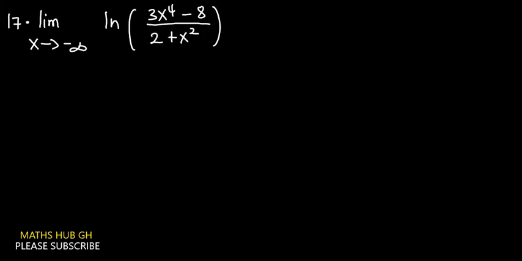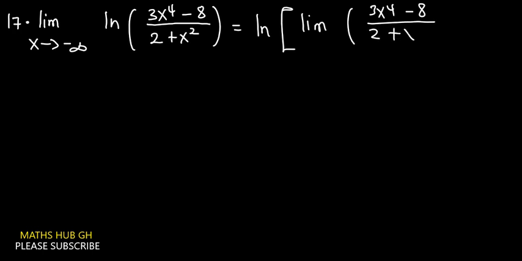Okay, guys, so this is the next example. Let's look at how you are going to solve this also. So I'm going to write this as the natural log of the limit of 3x to the power 4 minus 8 divided by 2 plus x squared as x approaches minus infinity. Okay, this is what you are going to have. So now let's focus on the argument.